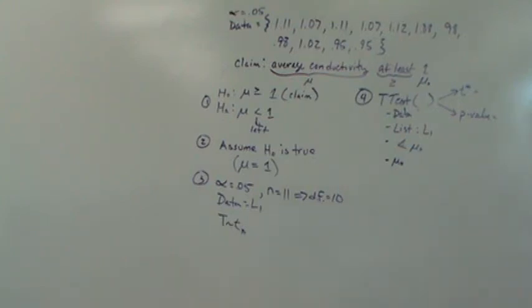Okay, so the data is 1.11, 1.07, 1.11, 1.07, 1.12, 1.08, 0.98, 0.98, 1.02, 0.95, 0.95.